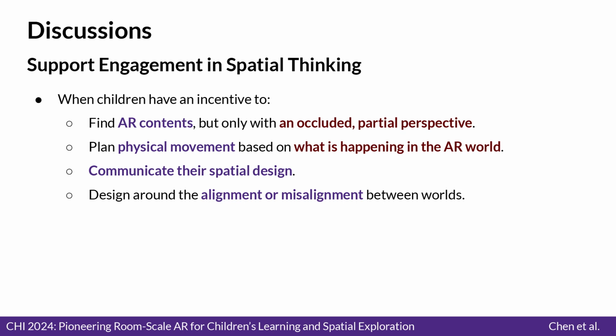The third is when they have an incentive to communicate their spatial design. Since they cannot draw the 3D world directly on paper, children will need to use and improve their descriptive skills. Finally, when children are incentivized to design around the alignment or misalignment between the digital and physical worlds, there are also opportunities for spatial thinking to emerge.